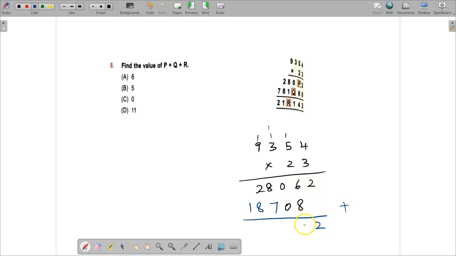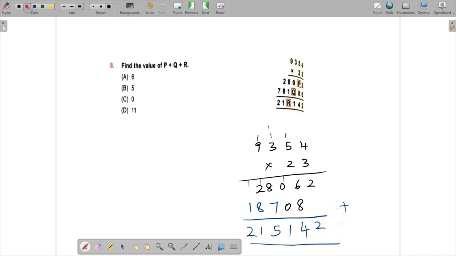8 plus 6, it is 14. And then carry is 1. 1 plus 0 plus 0, it is 1. 8 plus 7, it is 15. Again carry is 1. 8 plus 2 plus 1, it is 11. Carry is 1. 1 plus 1, it is 2. So the answer is 215142.